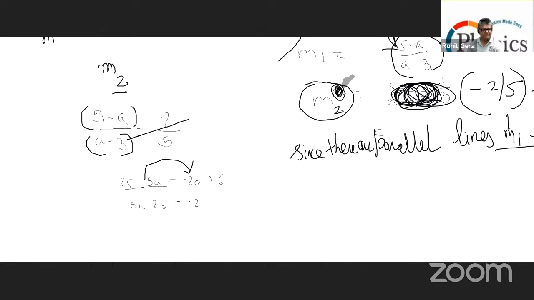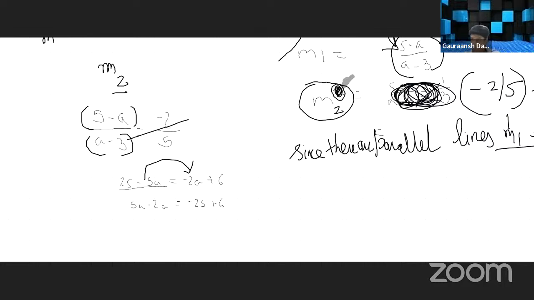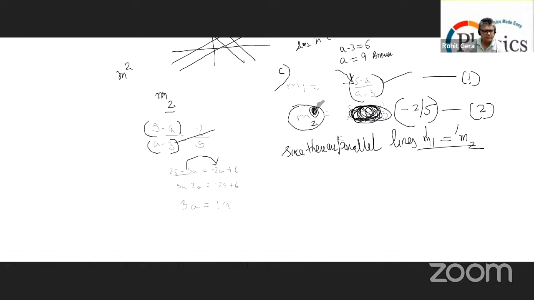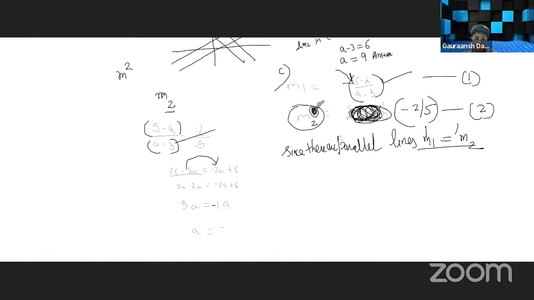That is correct. Which is 3A equals minus 19. So yeah, sorry, A equals -19/3.